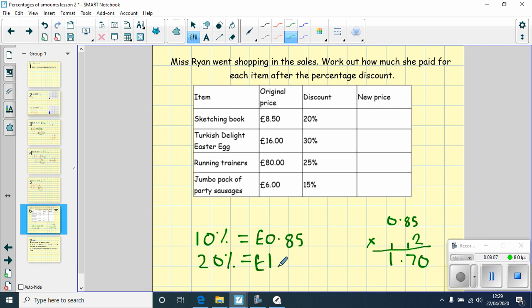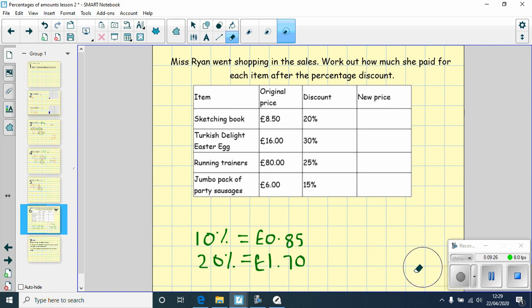Right, now this is where lots of people have gone wrong in the past. So we have just worked out 20% of £8.50 and we've got £1.70. Do not write £1.70 there because that is not the price she's paid. That's how much she's got off the original price. So now we need to do a subtraction calculation. So we now need to do £8.50 take away £1.70 because that's the discount, so we need to take it from the original price.